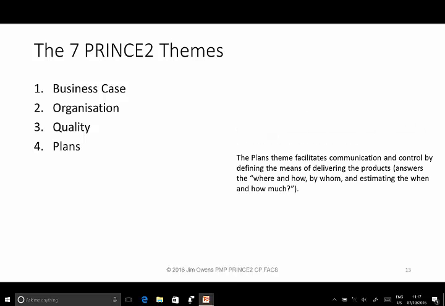Theme number 4, the plans theme. The plans theme facilitates communication and control by defining the means of delivering the products. It answers the question how much and when. One of the most common mistakes that junior project managers make is to call the project schedule the project plan. The project schedule is a chart and is included in the project plan, but the schedule can't help with managing risks or quality, nor will it give you detail of the products you are making. A plan must therefore consider sufficient information and detail to give you confidence that the targets are still achievable.